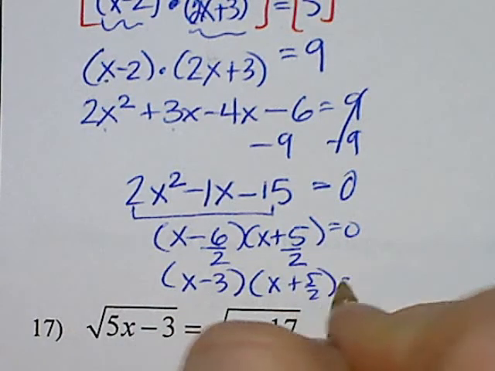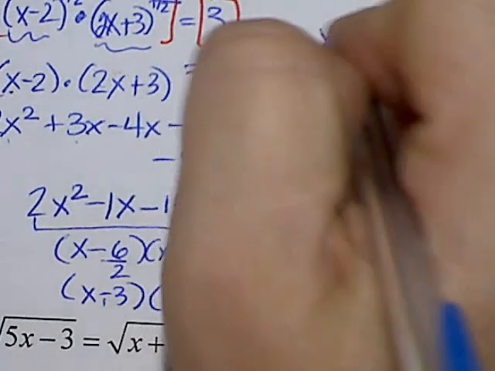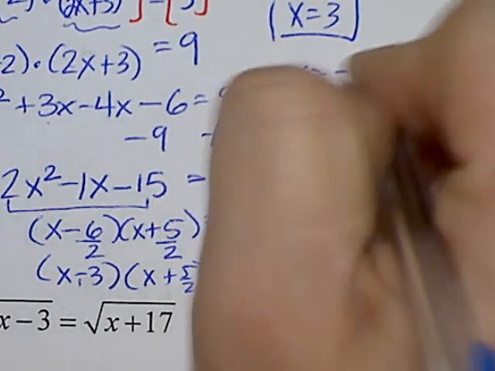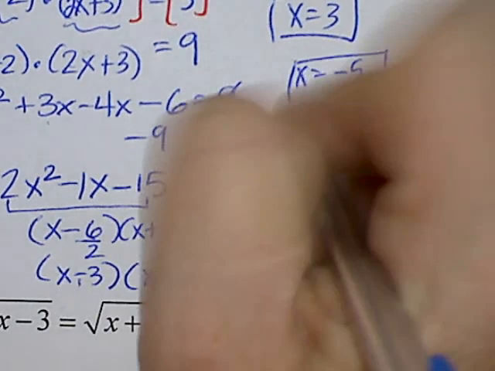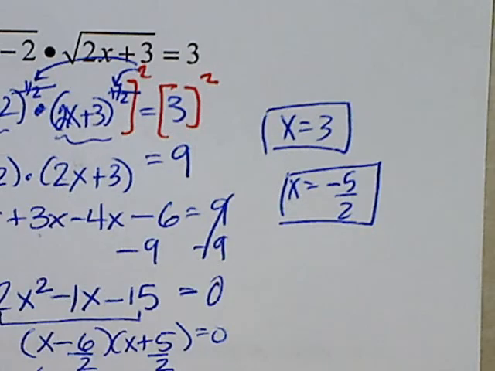Remember, our goal is to solve. That means one answer appears to be x equals 3. The second is x equals -5/2. Okay, we always have to check for extraneous solutions when our nth root is even.